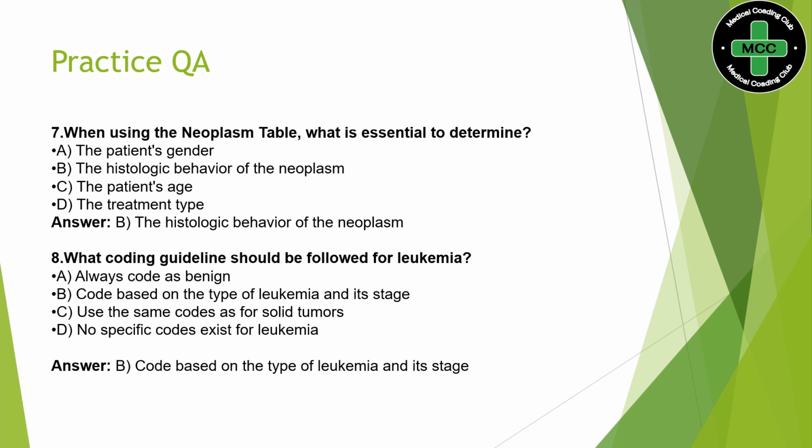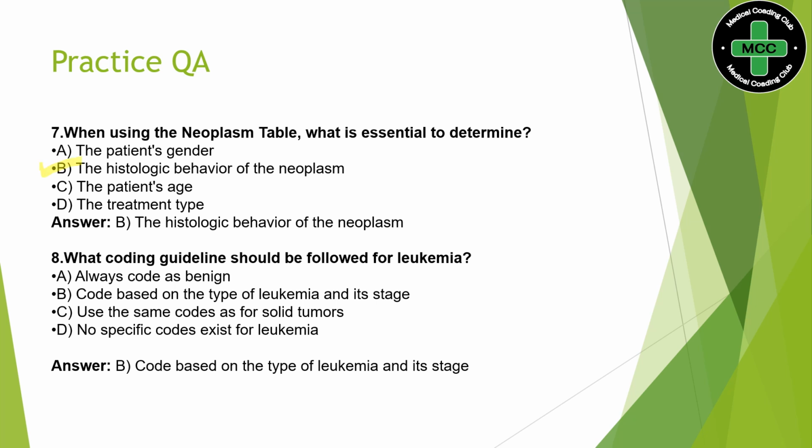Seventh question, when using the neoplasm table, what is essential to determine? Okay, so you are coding a medical record where you are dealing with neoplasm cases. The first thing that you have to identify is what type of neoplasm it is. The histologic behavior of the neoplasm, whether it is benign, malignant, in situ, or metastatic, we have to identify, and accordingly we have to code. So again the answer is B. I have just added all the answer B.